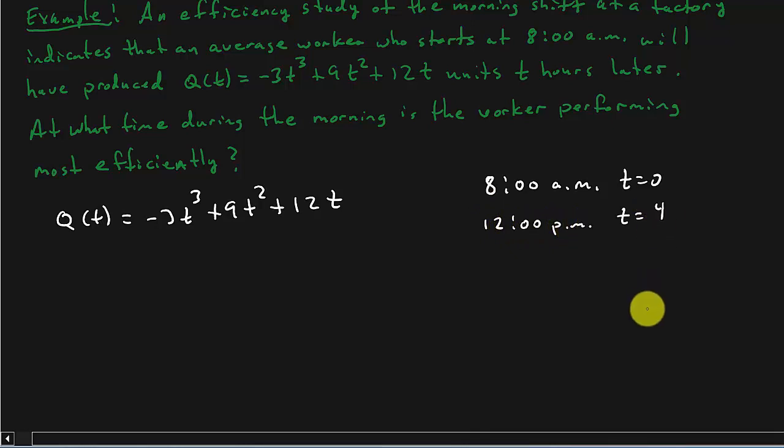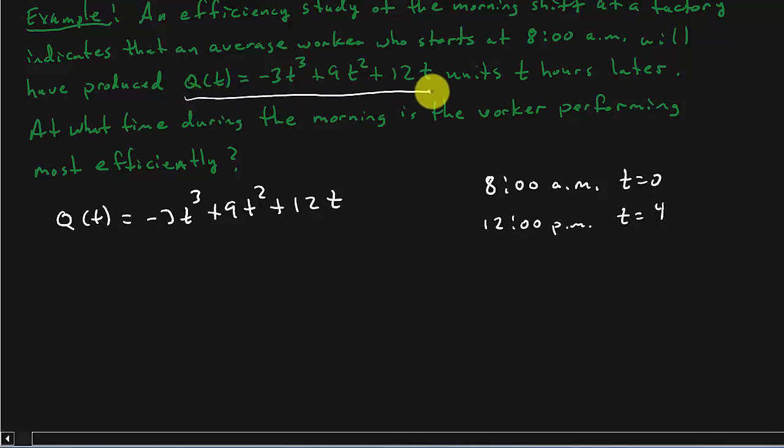Okay. All right. So we want to know at what time during the morning is the worker performing most efficiently. So we want to know, when is his rate of work the highest? So we don't have his rate of work, do we? They don't give us a function for his rate of work. So let's think about this.